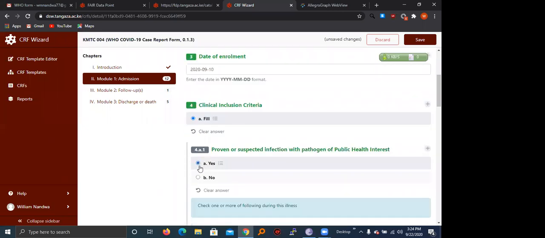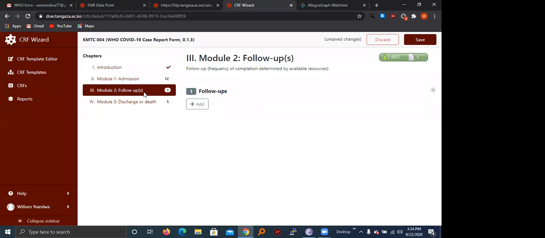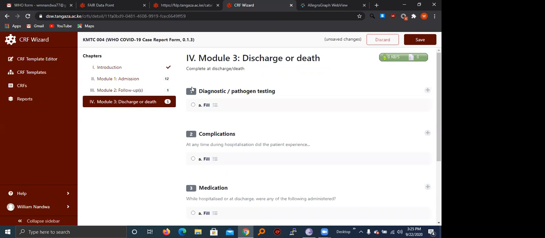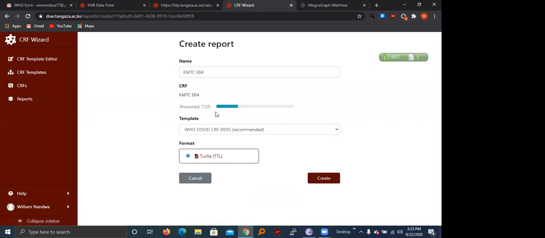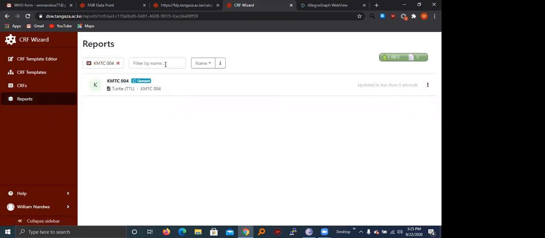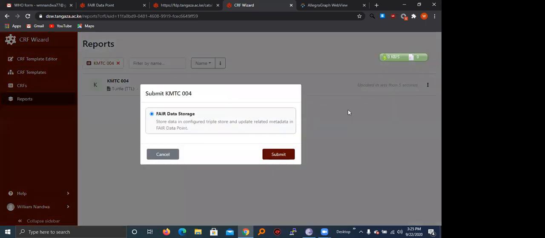Clinical information. Yes, you can continue with this until you fill the second page, follow up. And then the discharges. See, the data was collected retrospectively. And after creating the form, we create the report. Takes some time, but after loading it, we submitted it to the triple store.